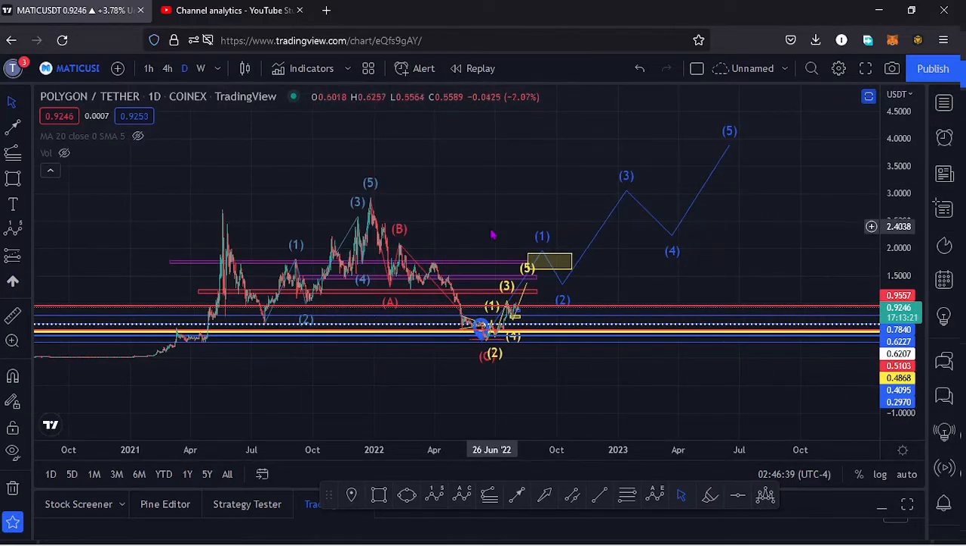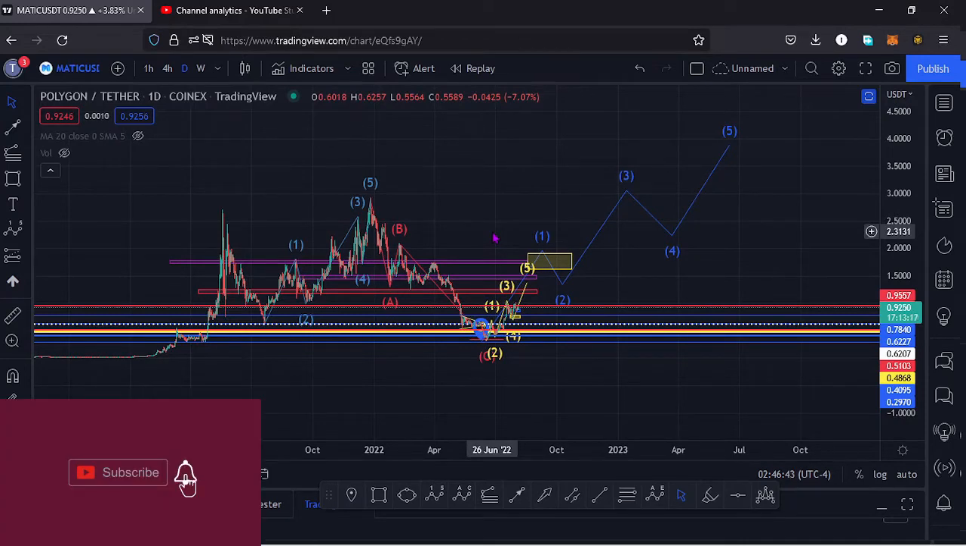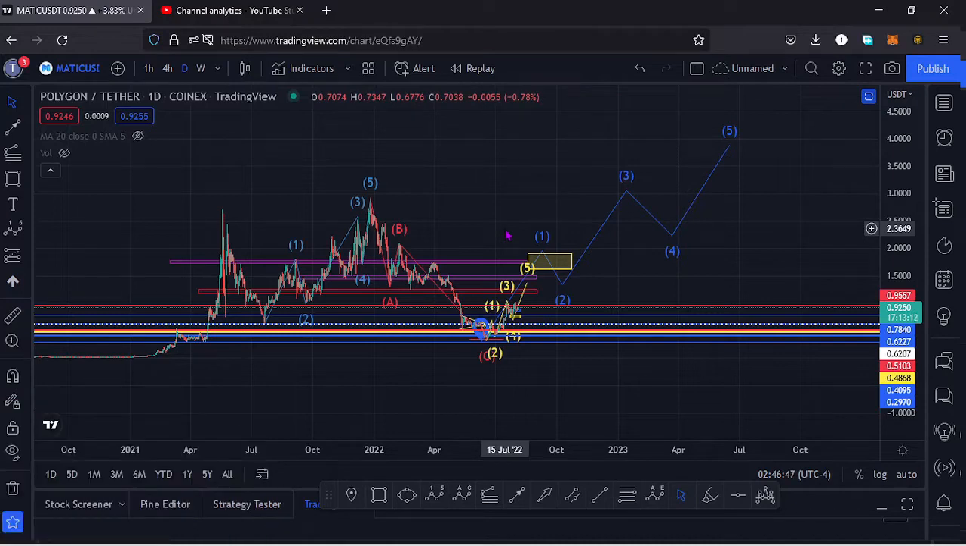And in this video I want to give the key scenarios that I expect to play out, basing my analysis on the Elliott waves and the Fibonaccis, and also the key areas of support and resistance. So if you're interested in such content, make sure that you stick around till the end of the video.